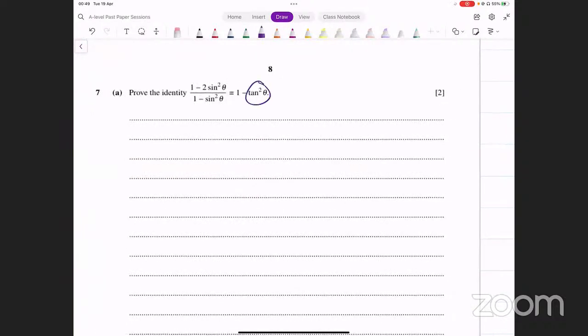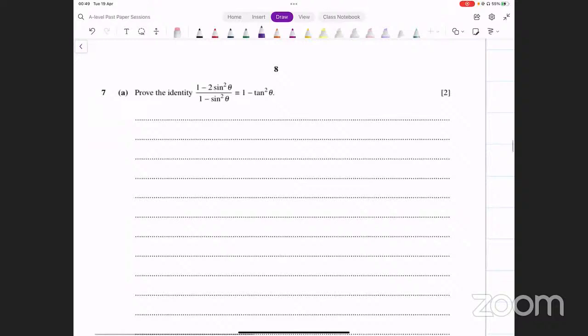We need to convert to tan, so we need sine over cos somewhere, right? इसको हम tan में convert कर सकें, something like that. So what we can start from is, if you start from the left hand side, हम denominator को cos में convert कर सकते हैं directly because we know 1 minus sine square theta क्या होता है? That's cos square theta. Okay, so we got this.